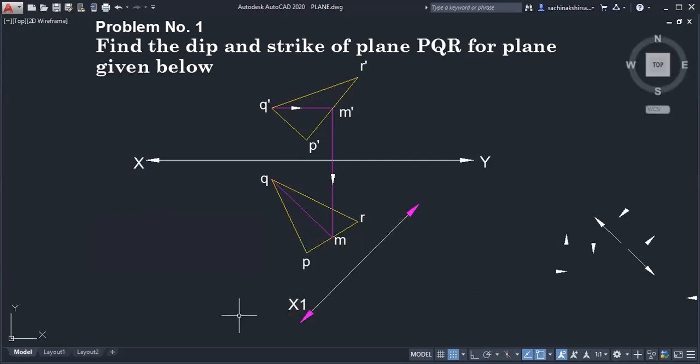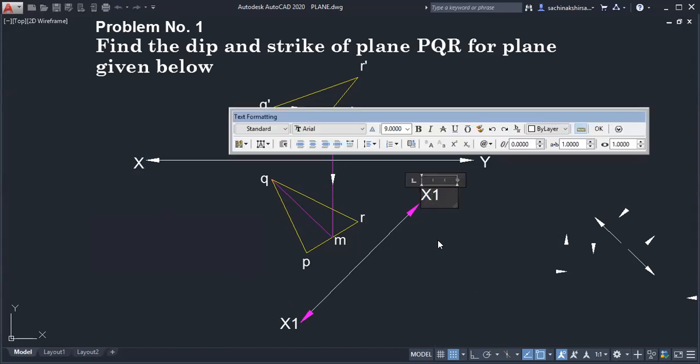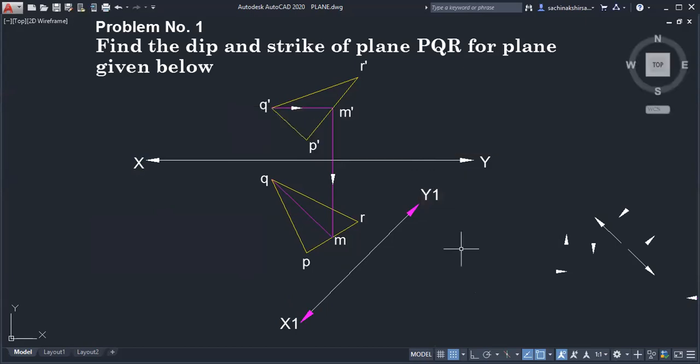So now the reference line we have drawn. After drawing the reference line, what were we doing in the projection of properties of line chapter? We have to draw the projection line now. From where are we going to draw?